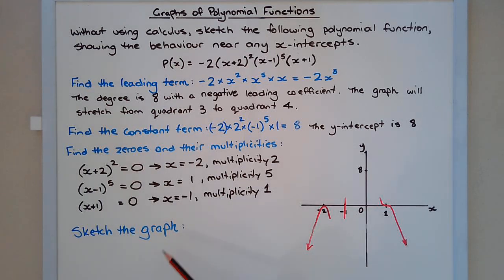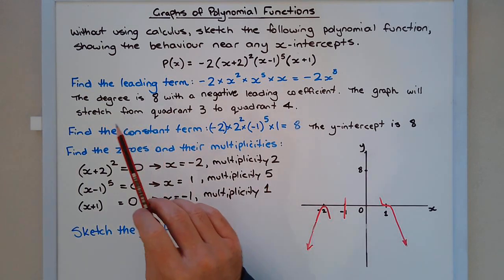Finally, we sketch the graph. So I've drawn part of the graph here. Here are the zeros, so there's -2, -1, and 1. Now, the zero at -2 has multiplicity 2, so the curve will bounce off the x-axis. It'll be tangent to it, it'll touch the x-axis, but it'll bounce off it.